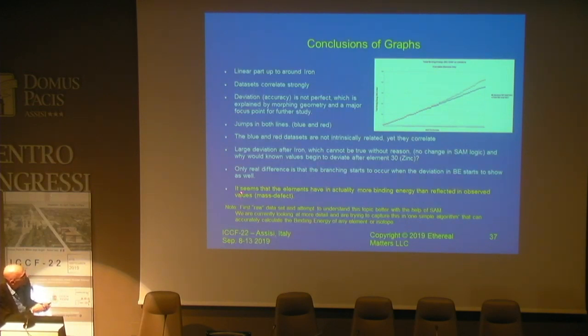So, to sum it up, it seems that the elements have in actuality a more binding energy than reflected in the observed values. We calculate too much. It could be wrong, but it could also be there's another reason. That's what we're going to.